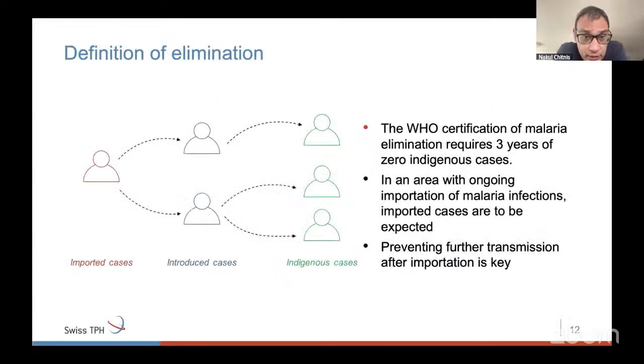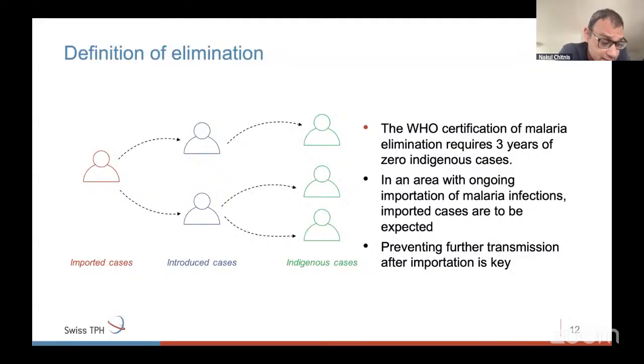And for elimination, one point to make is we tend to think of elimination as having no cases. However, malaria has a very particular definition of elimination. So the WHO classifies cases into 3 types. So you can have imported cases. These are cases that were acquired outside where you live. So if you talk about, in this case, Zanzibar, these are cases that would be acquired outside Zanzibar. This could be either people that live somewhere else, get malaria and travel to Zanzibar, or Zanzibari residents who travel outside, get malaria and come back.